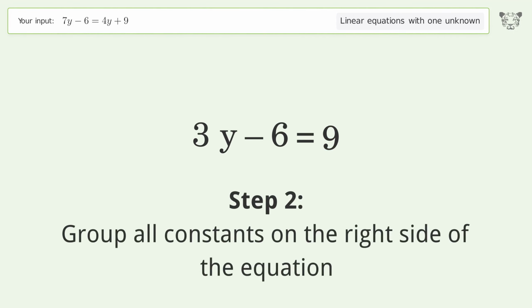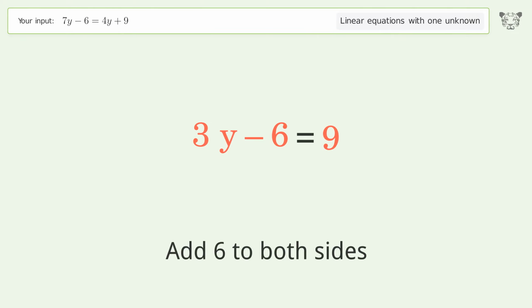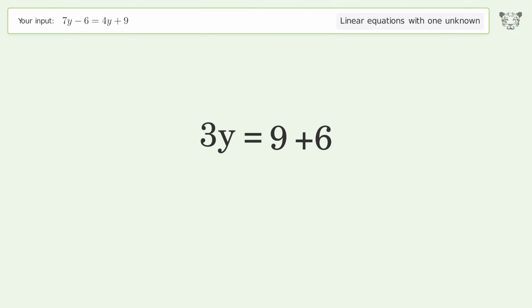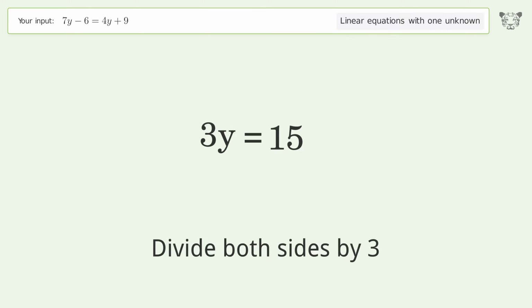Group all constants on the right side of the equation. Add 6 to both sides. Simplify the arithmetic. Isolate the y. Divide both sides by 3.